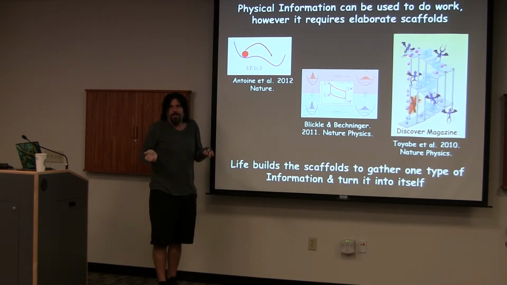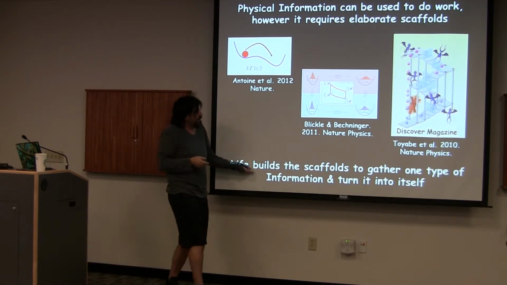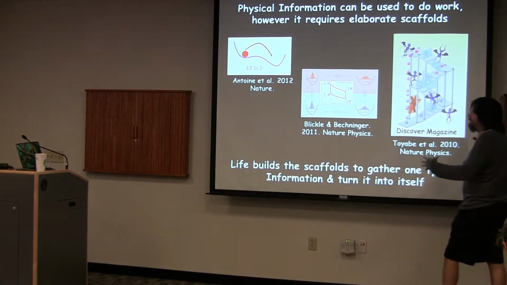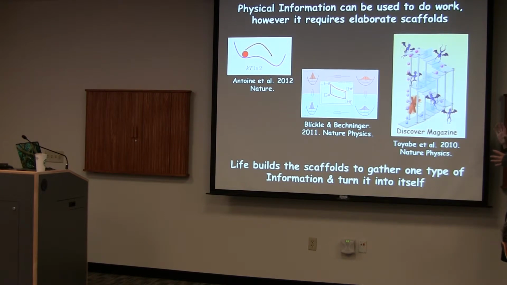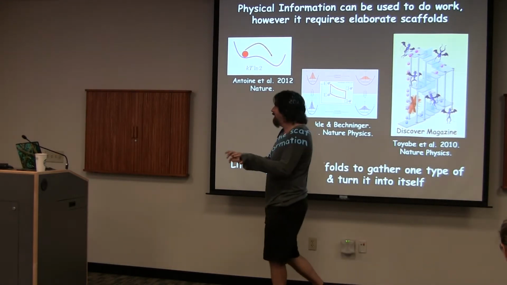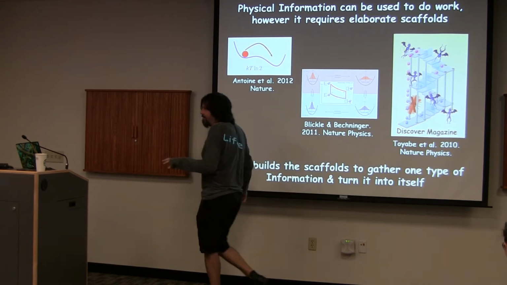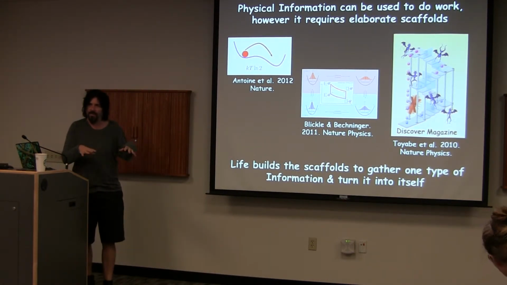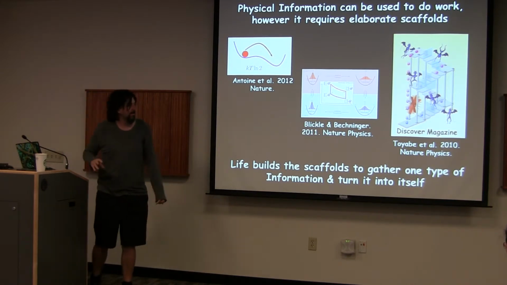The problem is it takes a massive scaffold to do it. By that, I mean, in this case, the way it was done was actually this massive computer that was measuring where the particles were. So you need something that does that. That's what I'm proposing life is doing. It's setting up the scaffolding that allows it to do big games like that, so it can actually then use information, the relative positions of things in the universe, to do work.